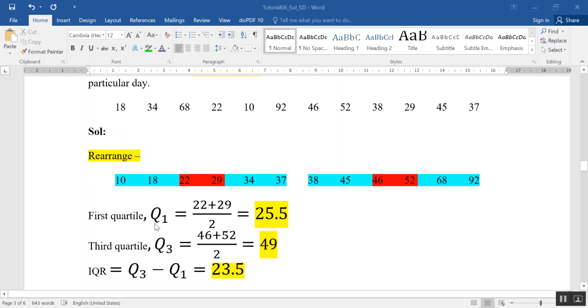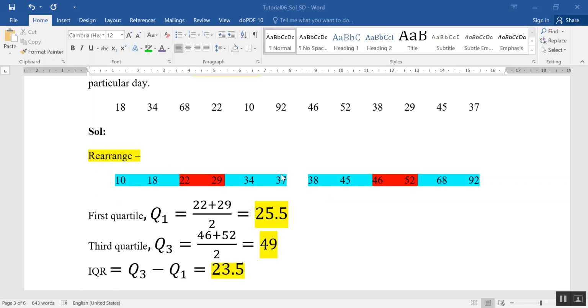Okay, find the first quartile. As I mentioned, first let's see what the median is here. Because it's an even number, right, there are 12 values, the median will be the average of these two center values: 37 plus 38 divided by 2. So in this case, the first quartile will be from the lower 6 values.